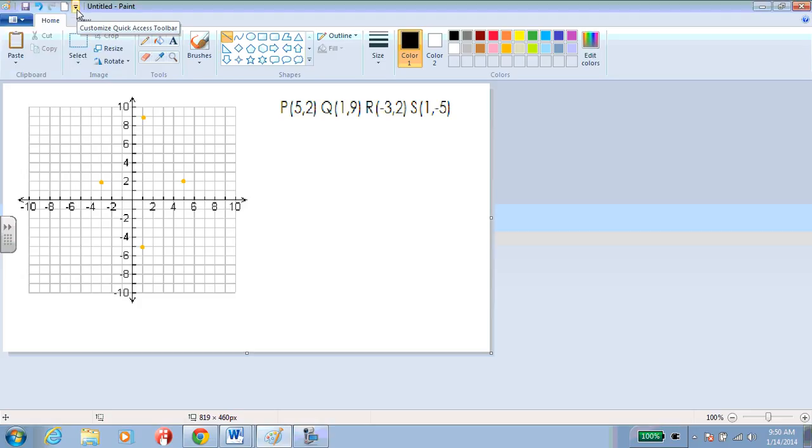I'm given the coordinates P, Q, R, and S, and I want to answer the question, is this parallelogram a rhombus? So I'm told that it's a parallelogram. I've already plotted the points on my coordinate plane. Now I'll draw the lines of my rhombus.